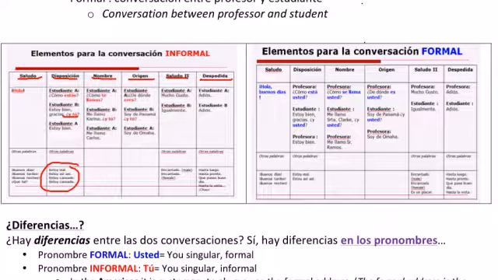And you will finalize the exchange by saying adiós, or hasta luego, or hasta pronto, or que pase buen día, which means have a good day, or hasta la vista, which means until we see each other again, or a simple ciao, which is my favorite one.